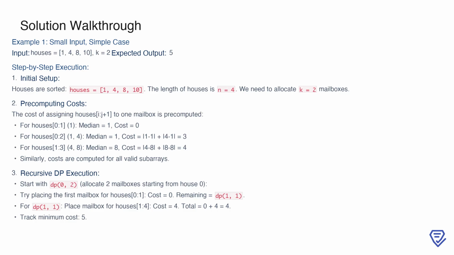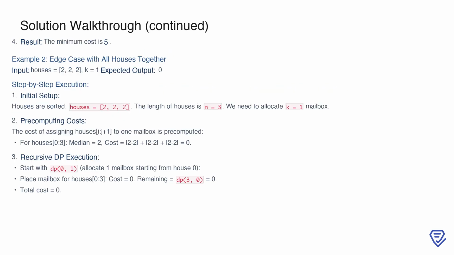After pre-computing these costs, we start solving the problem recursively using dynamic programming. Starting with dp[0][2], which means allocating 2 mailboxes starting from the first house, we explore placing the first mailbox for houses from index 0 to 1, which has a cost of 0. The remaining problem is then reduced to dp[1][1], where we allocate 1 mailbox to the remaining houses. For dp[1][1], placing a mailbox for houses from index 1 to 4 results in a cost of 4, leading to a total cost of 5 for this configuration. We track the minimum cost as we explore other options and eventually find the optimal solution. The result for this example is that the minimum cost to allocate 2 mailboxes for the given houses is 5.